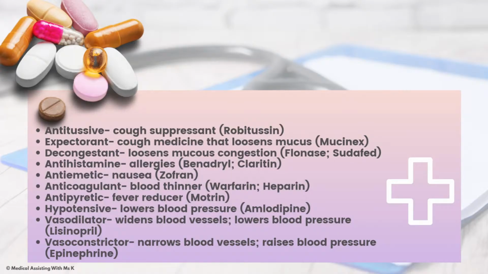A hypotensive lowers blood pressure. Remember, hypo means low or decreased. An example of that would be amlodipine. A vasodilator widens blood vessels, and this lowers blood pressure. An example of this would be lisinopril. The opposite of that would be a vasoconstrictor. Instead of widening the blood vessels, it narrows them. In this case, the blood pressure needs to be raised. An example of this would be epinephrine.